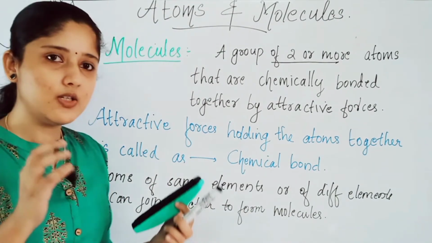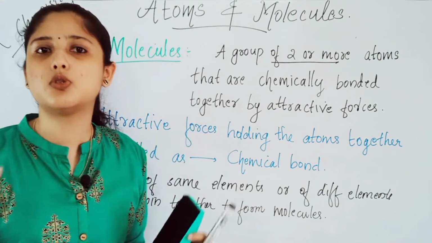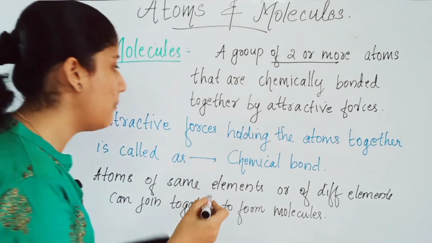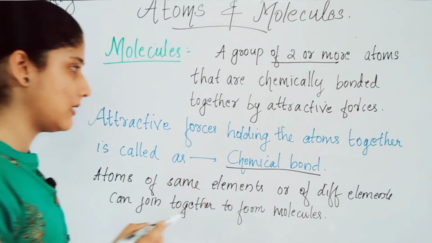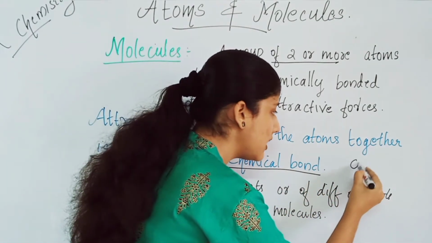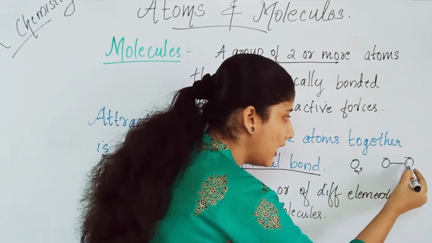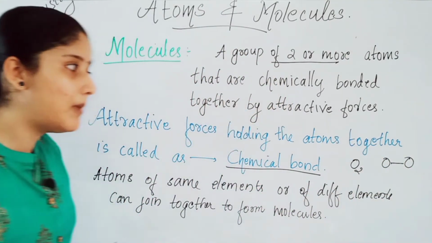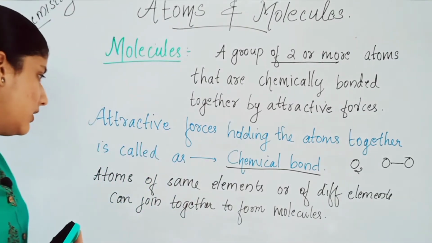The attractive force that holds together two or more atoms is termed a chemical bond, the bond existing between two atoms. When oxygen is formed, two oxygen atoms are combined, isn't it? They are combined by a chemical bond. That force of attraction is called a chemical bond.